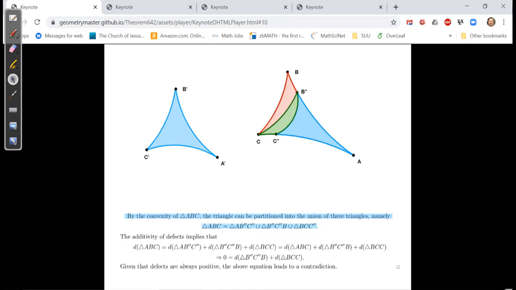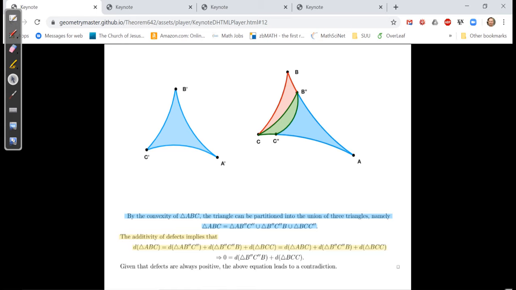If we introduce the segment B double prime C, we can dissect the triangle ABC into three triangles. One of those, illustrated in blue, is congruent to the triangle A prime B prime C prime. Now we're going to use the additivity of the defect that we did earlier, because triangle ABC is broken up into a partition of three triangles, and we apply additivity in that situation.